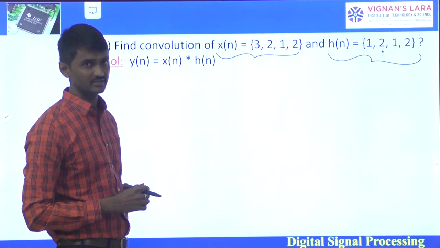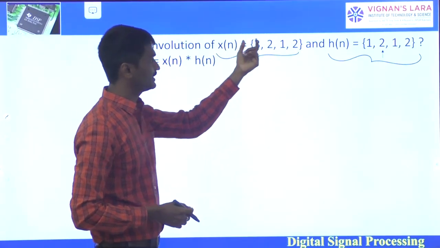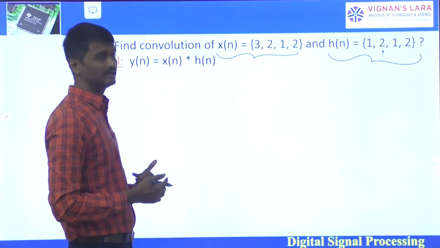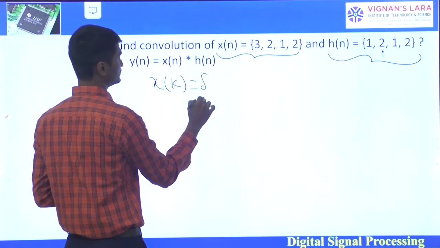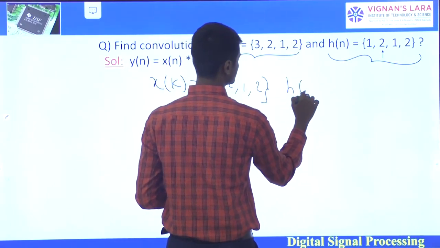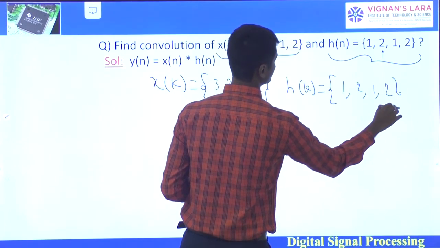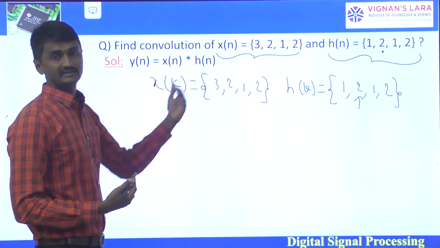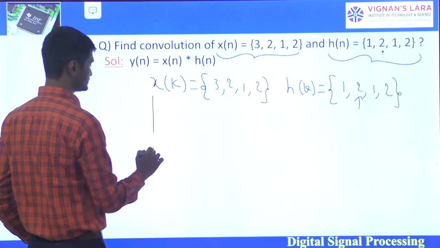The first step in the graphical representation is to represent x of n and h of n in the index k. That is, x of k and h of k. So x of k is equal to 3, 2, 1, 2 and h of k is equal to 1, 2, 1, 2. Now we have to draw the graphical representation for x of k and h of k.